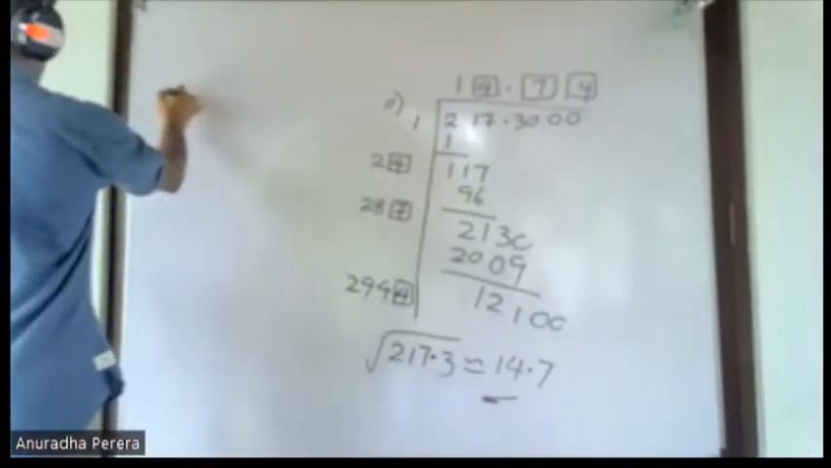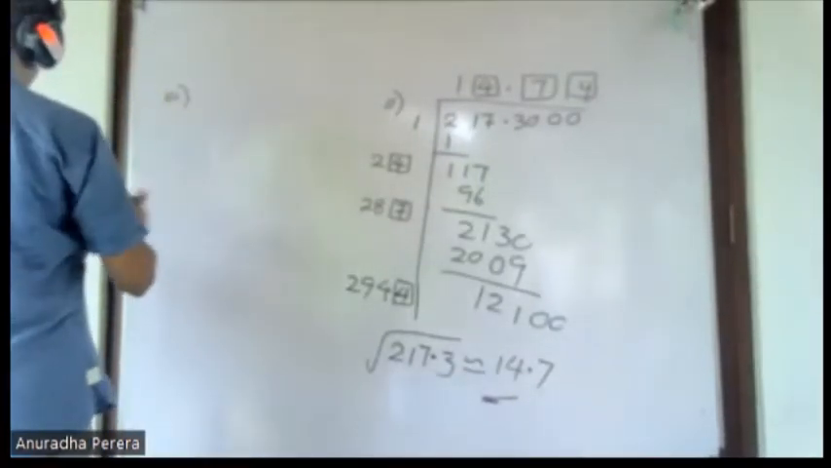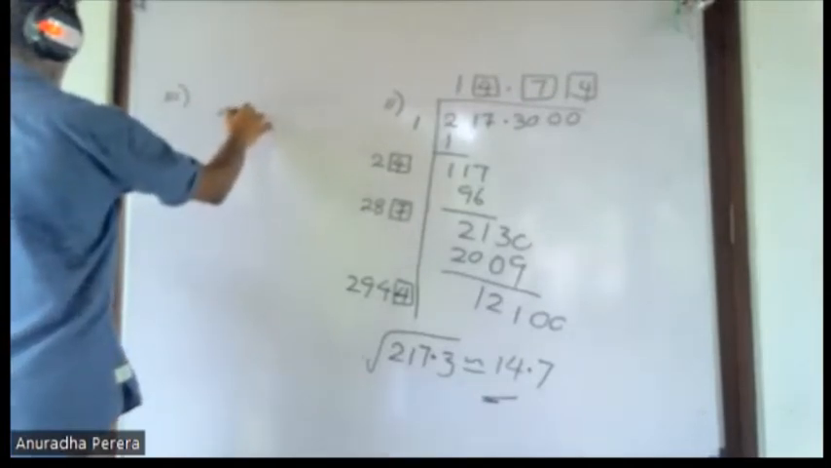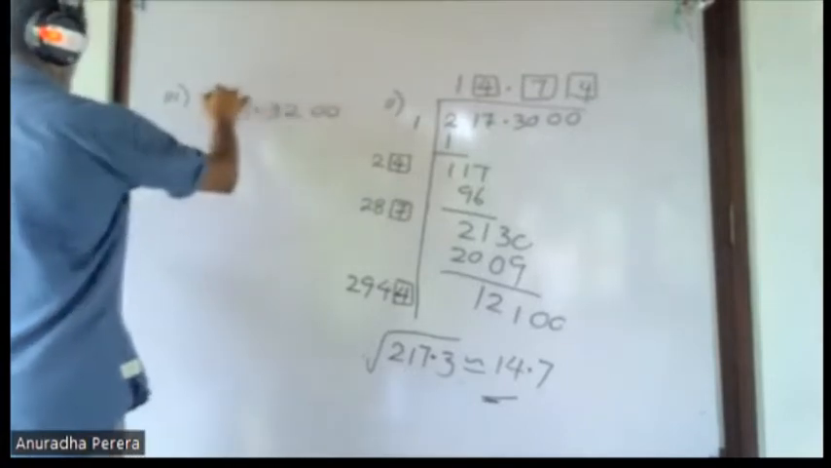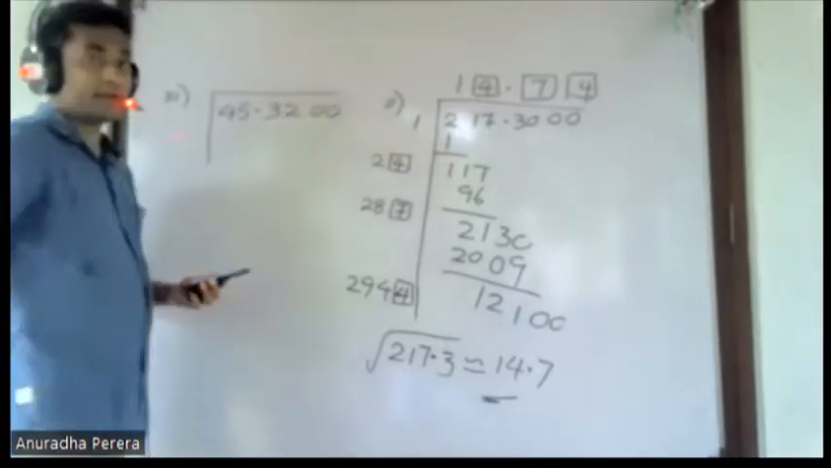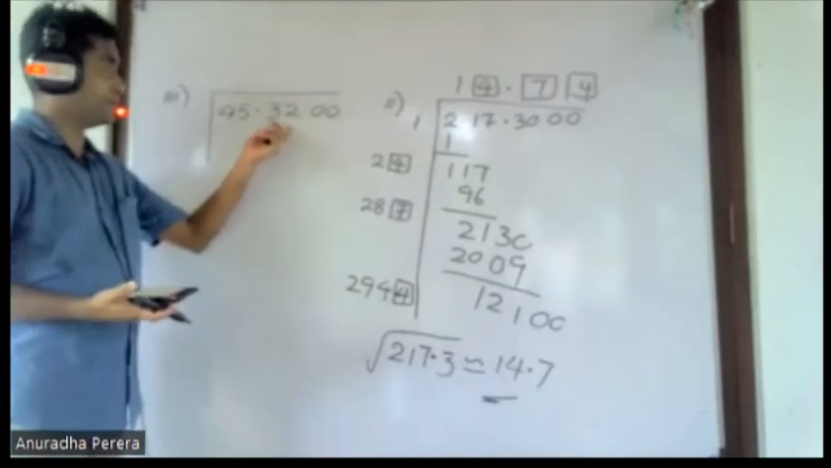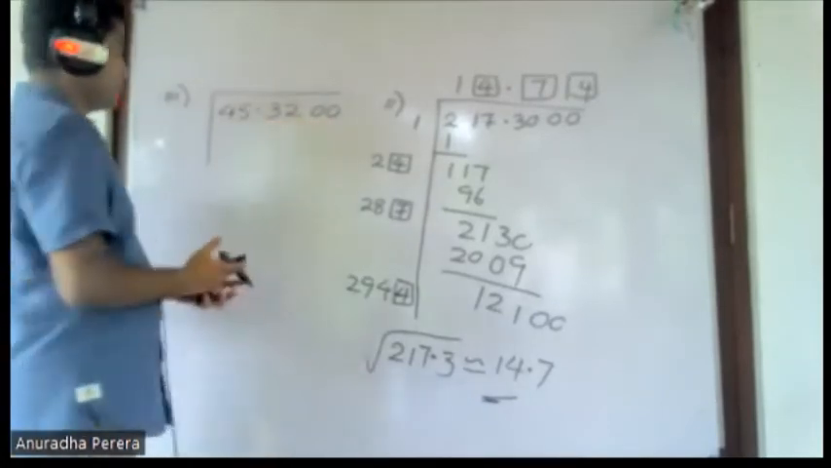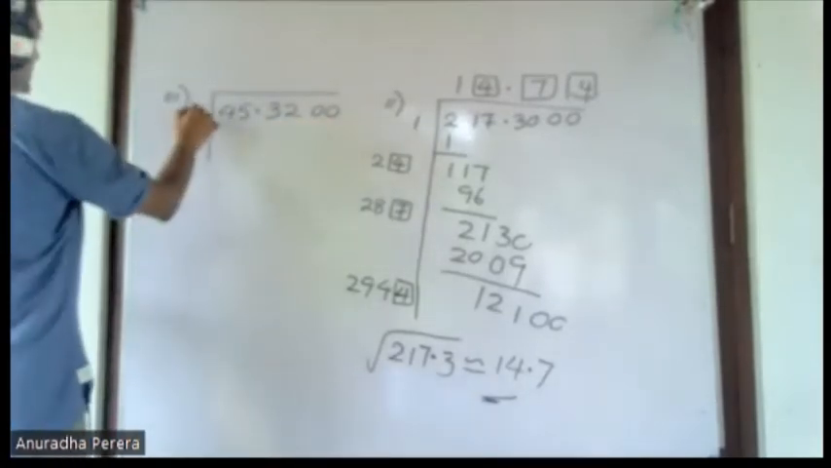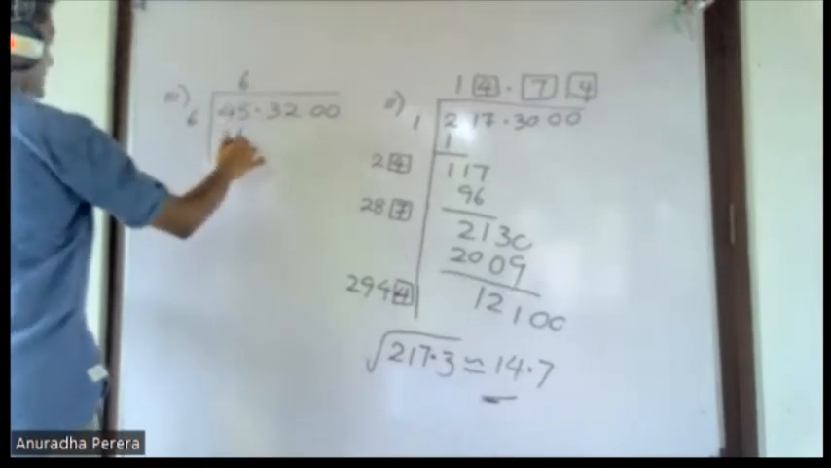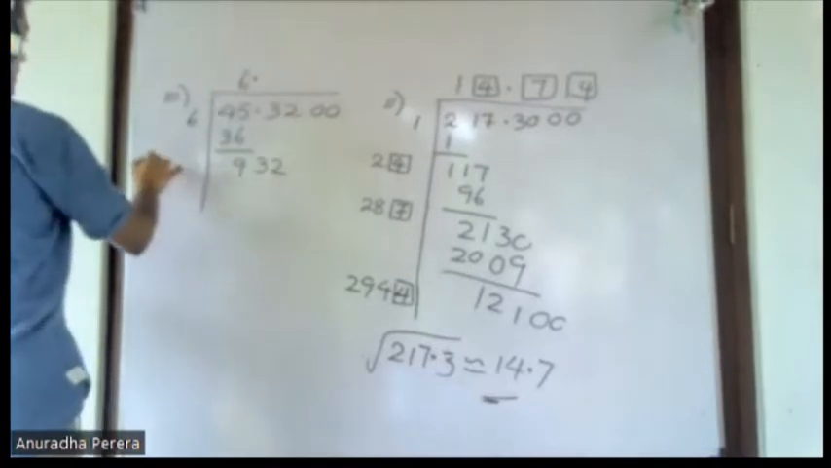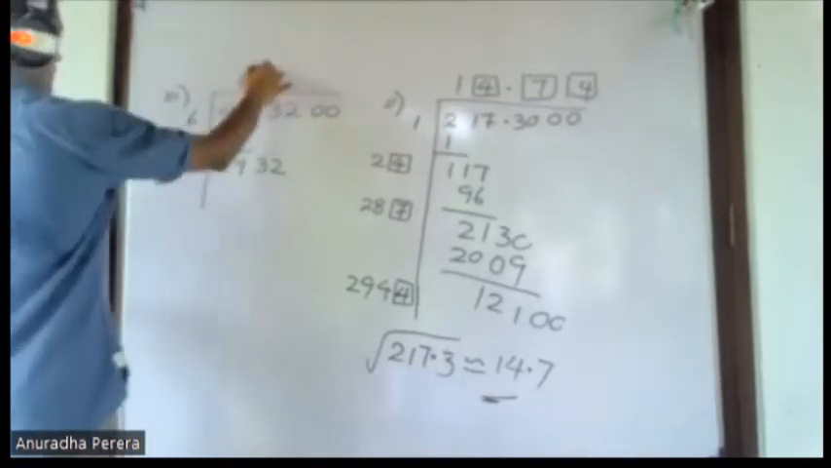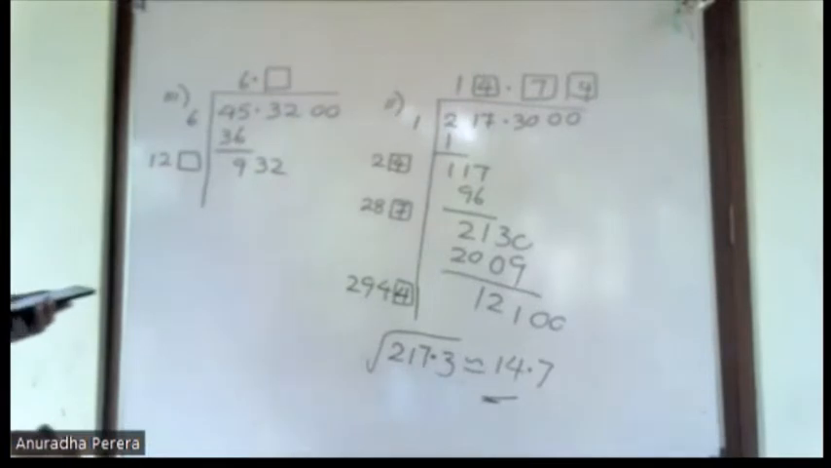Third one. 45.32. Now you know this: if we are asked to find to one decimal place, we have to find two places. That's why we use these two pairs of 0. Complete square less than 45 is 36. Square root is 6. Subtract 36, 9. Take next pair. Twice of 6, 12. I think the value is 7.